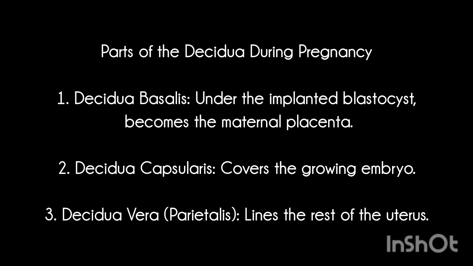Parts of the decidua during pregnancy. 1. Decidua basalis, under the implanted blastocyst, becomes the maternal placenta. 2. Decidua capsularis, covers the growing embryo. 3. Decidua vera parietalis lines the rest of the uterus.